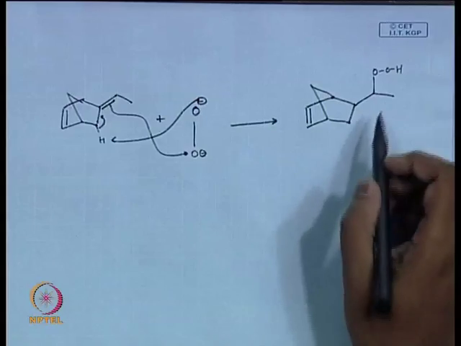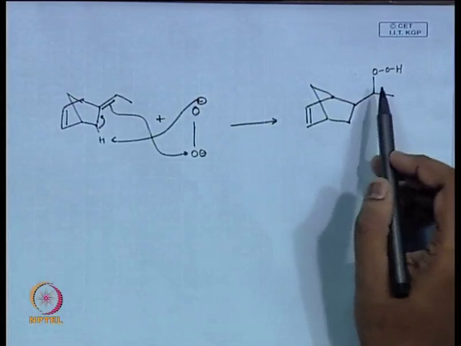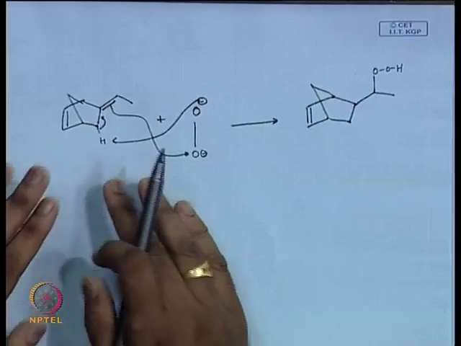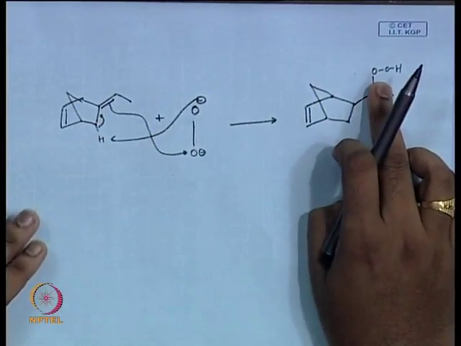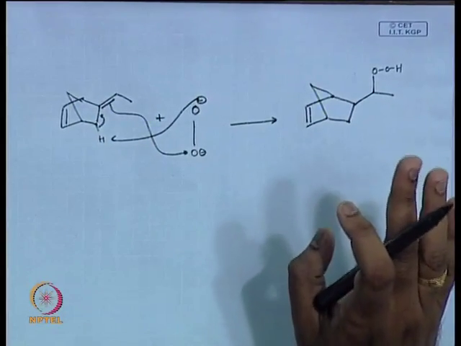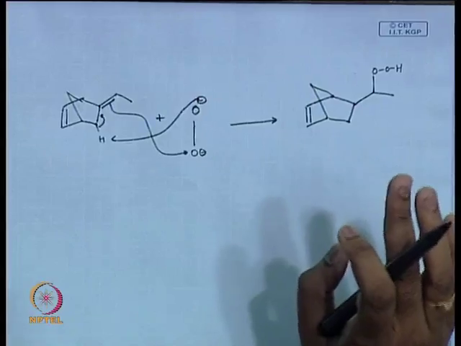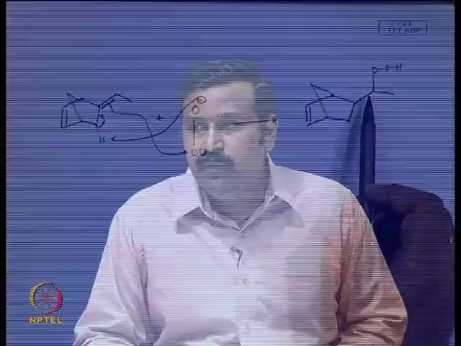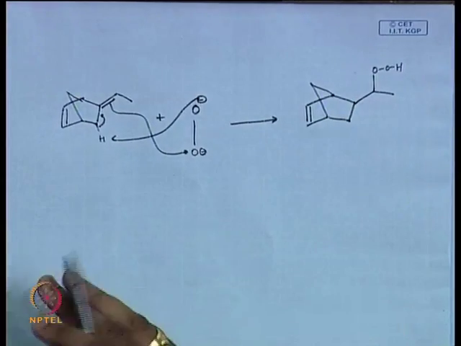See, I am just writing OOH, but you should remember that it can be OH immediately, because normally when people give you this and give you OH, you should think that it's a type of ene reaction. Don't look for OOH all the time. This OOH can easily break and become OH. So, your ene reaction should come.